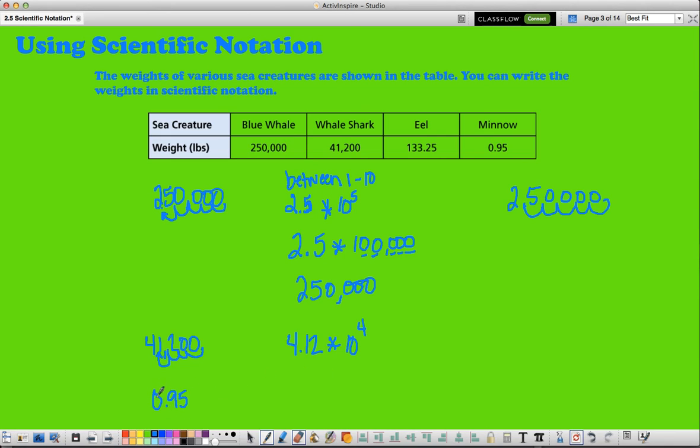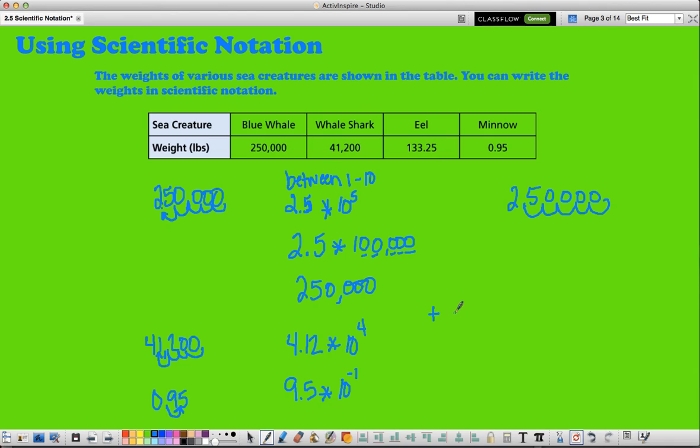In order to make a number that's between 1 and 10, I move my decimal one place to the right, and I get 9.5 times my base is 10, and I moved it once, but since I moved it to the right, it's a -1. Because then what that -1 tells me is that when I change this back, I'm actually going to move it to the left one place instead of to the right.